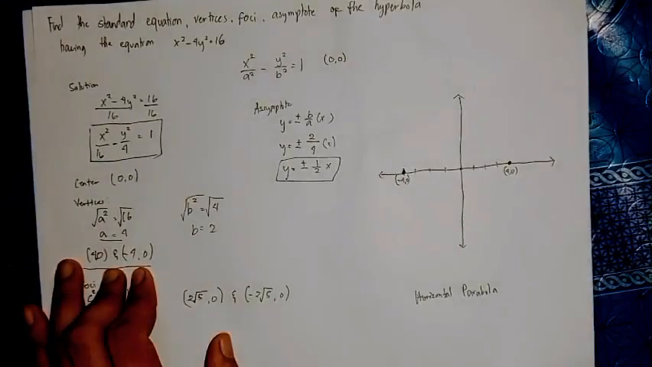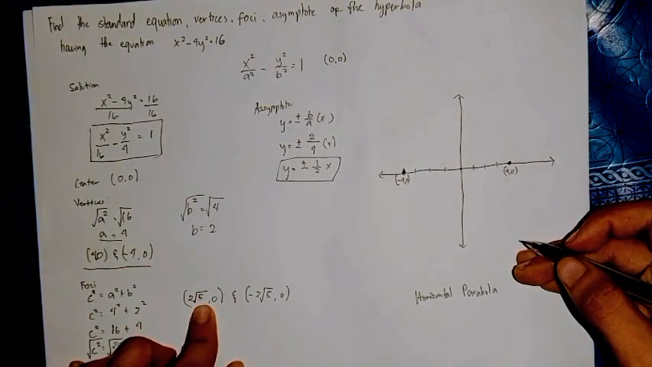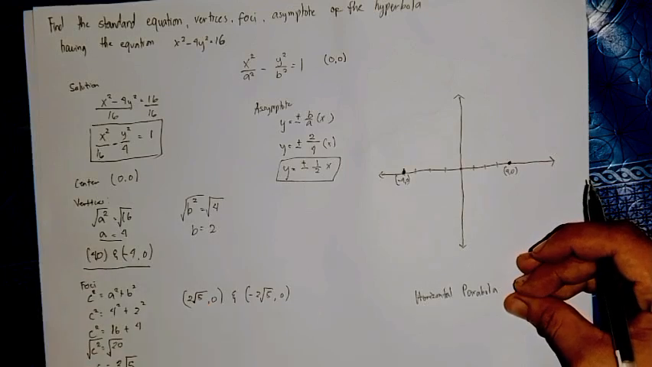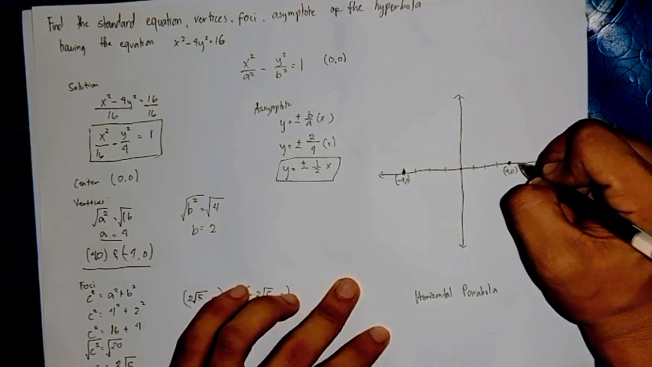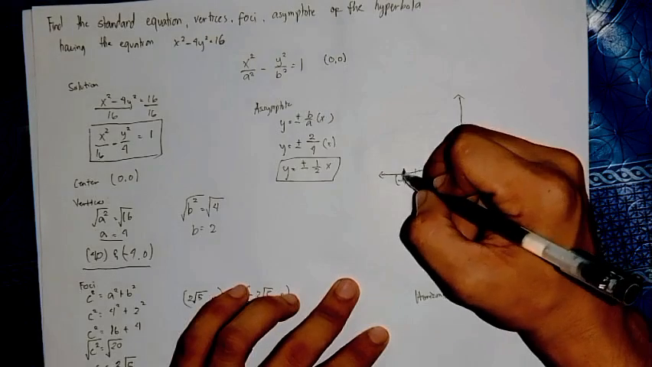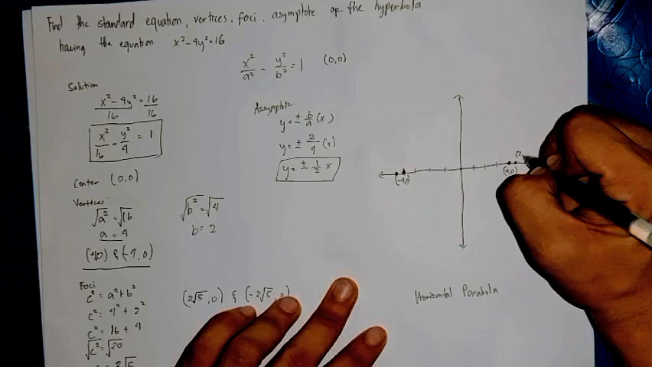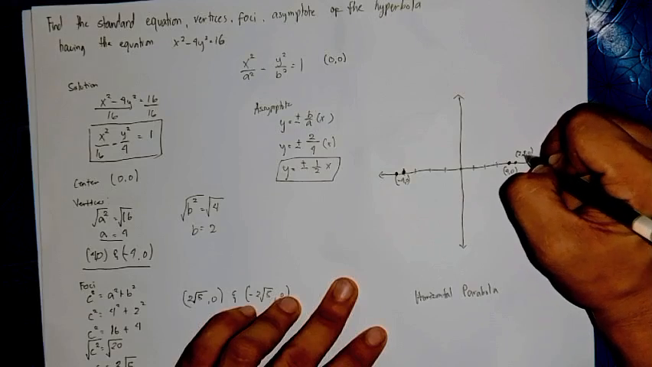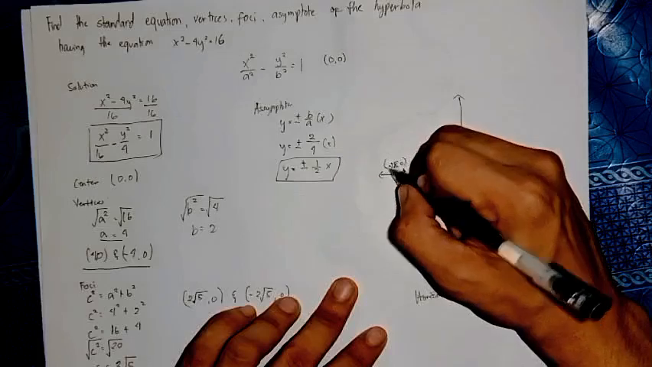And our foci is at 2 square root of 5. So 2 square root of 5 is 4.47, around here. So the foci are 2 square root of 5, 0, and negative 2 square root of 5, 0, around here.